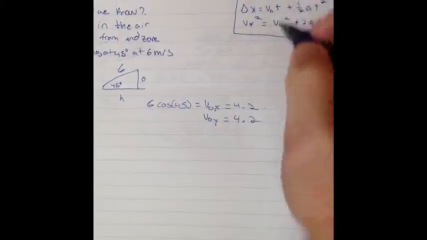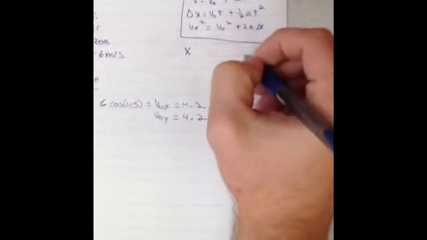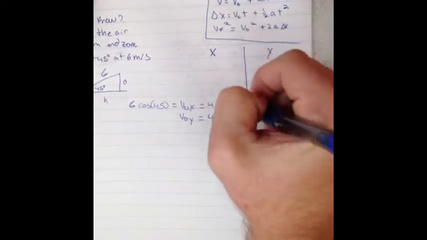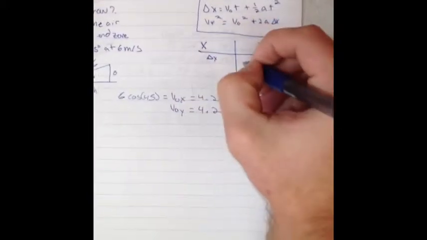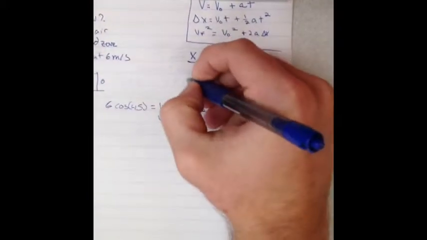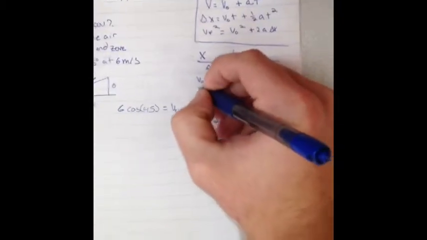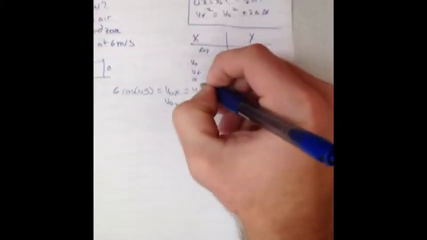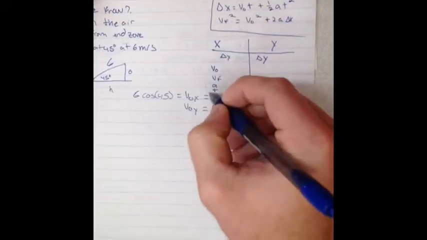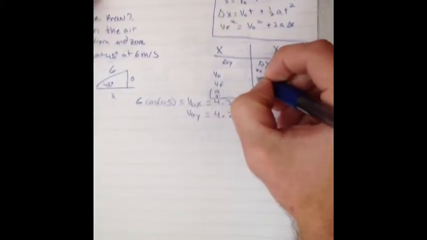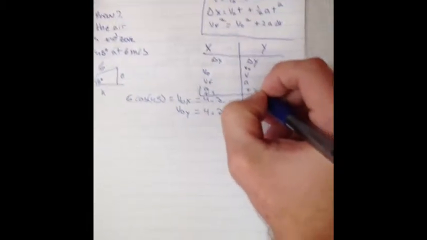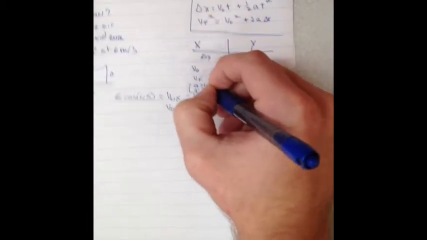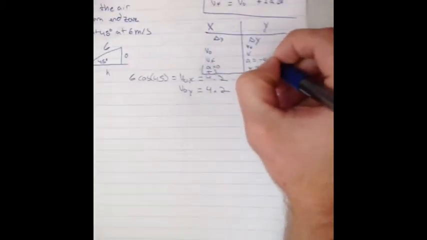So now that we know this, we're going to make our table. So x and y here. Let's start out with delta x, delta y, velocity initial, velocity final, acceleration, and time. It's a little bit crowded. Let's make it a little, sorry about that. Time for both we do not know. Time is question mark. Acceleration for x is 0. Acceleration for y is negative 9.8.